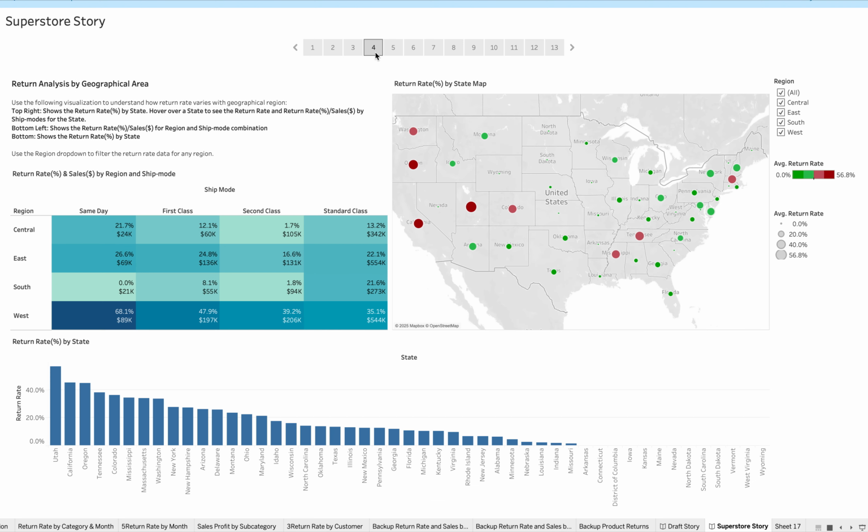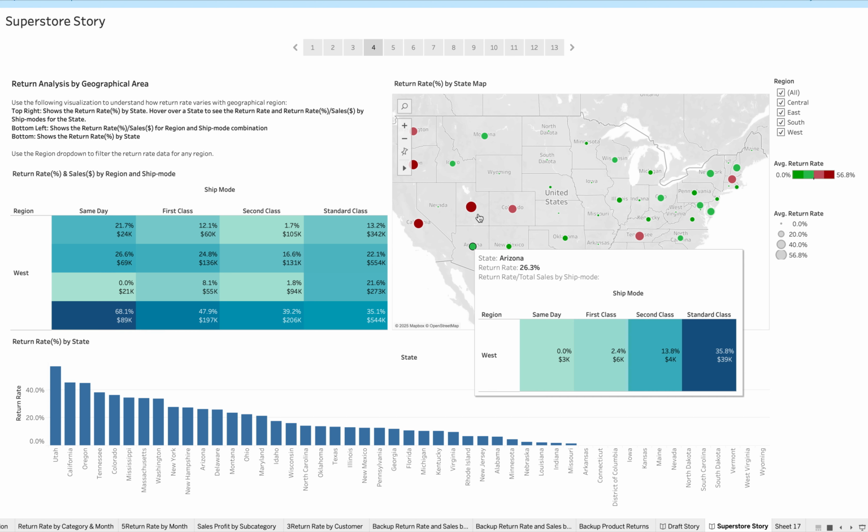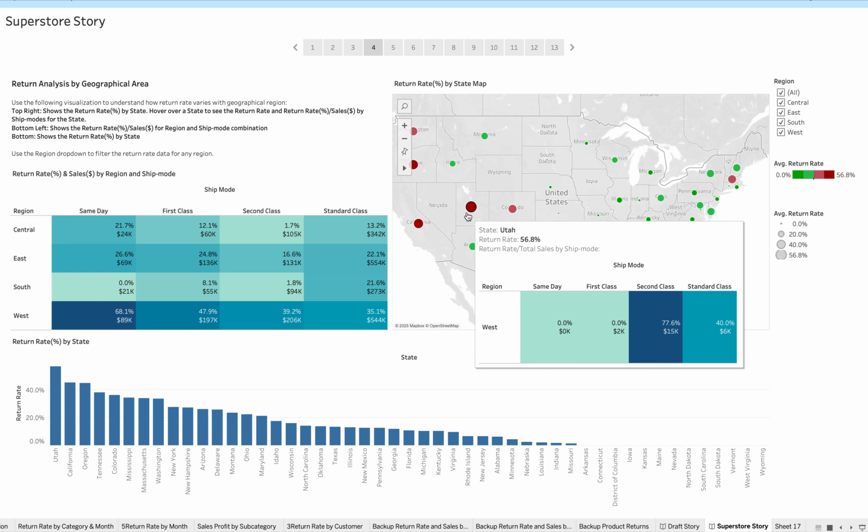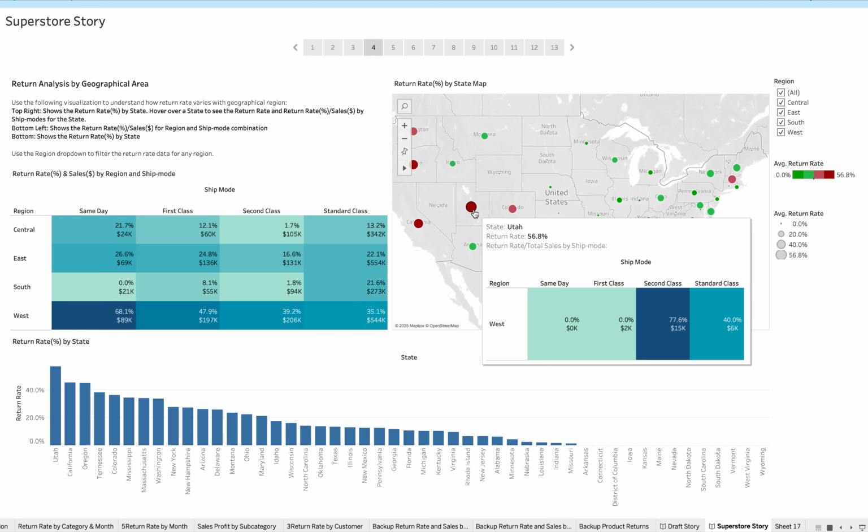So again, trying to understand the root cause based on geographical location. Again, we see that the West region has higher returns, and the sales there are pretty low. Now, same day delivery has the highest returns across all delivery methods. Now, hovering over the states, we can see the returns for each delivery method for the state here in the inset.